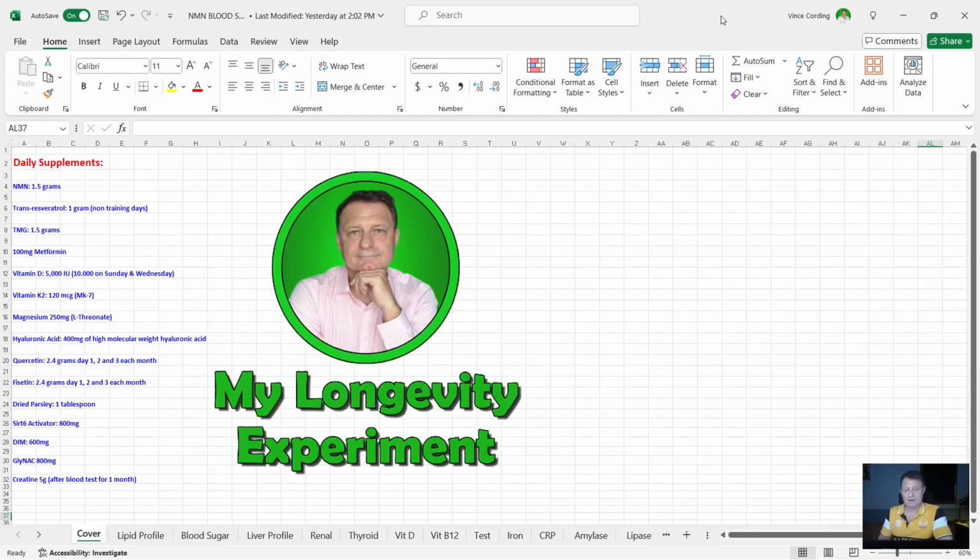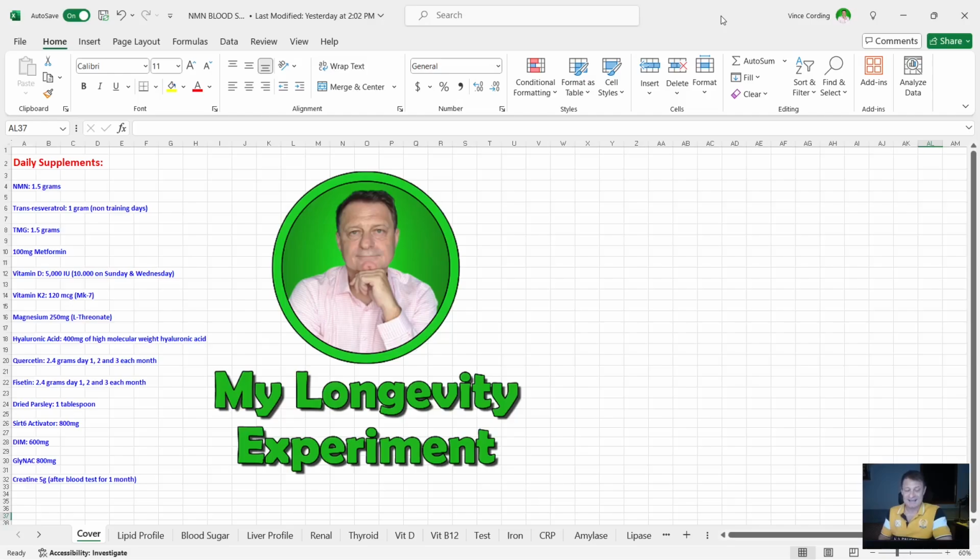Quercetin, 2.4 grams a day, only on the 1st, 2nd and 3rd of each month. Fisetin, 2.4 grams per day, only on the 1st, 2nd and 3rd of each month. And if you want to know why I take it on these 3 days and not every single day, there's a link in the description below to my supplement stack video that explains all that. Dried parsley, 1 tablespoon per day with my yogurt. I've got to admit, I haven't been doing that often.